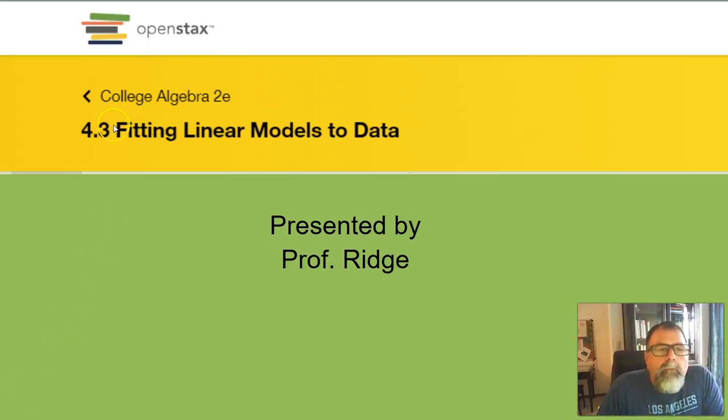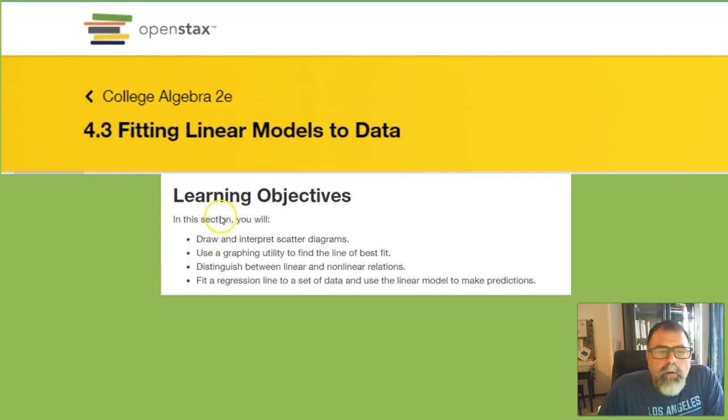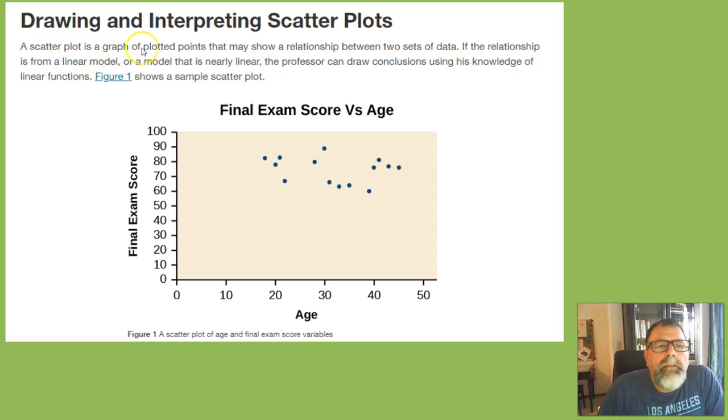Today's lesson 4.3, Fitting Linear Models to Data. Our first learning objective: draw and interpret scatter diagrams. A scatter plot is a graph of plotted points that may show a relationship between two sets of data. If the relationship is from a linear model or a model that is nearly linear, we can draw conclusions using our knowledge of linear functions.